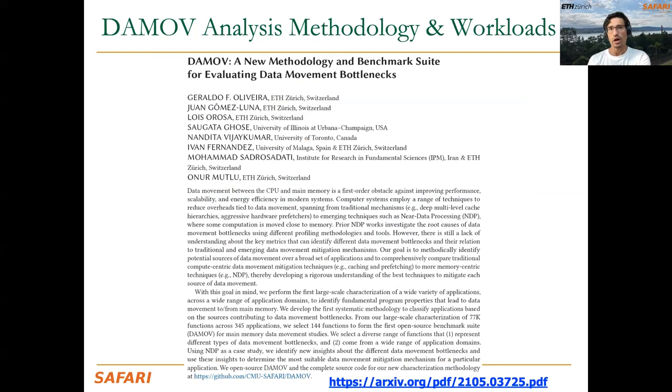Another lecture that we have in this course was about DAMOV, a methodology to evaluate data movement bottlenecks and also identify PIM-suitable workloads.